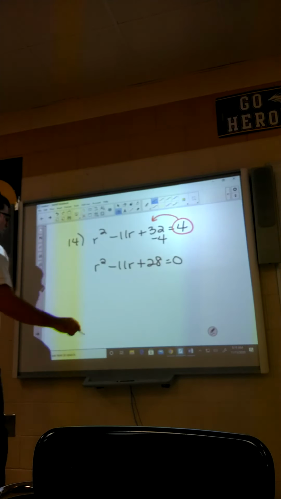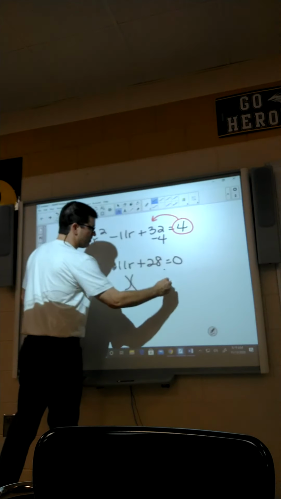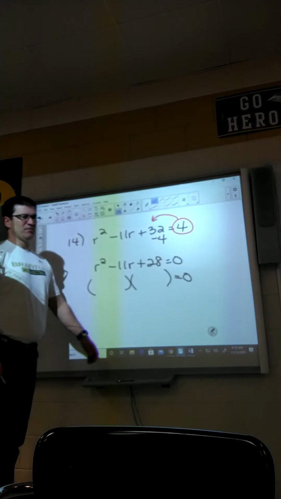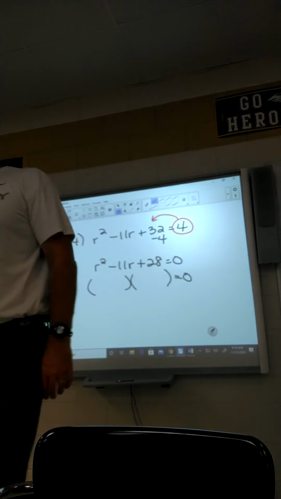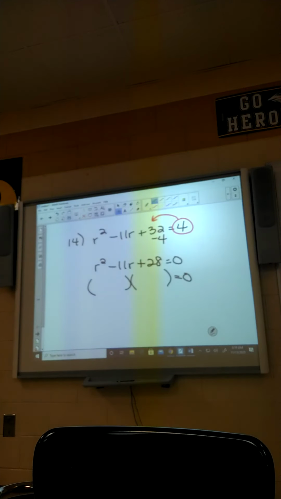And now, y'all should be able to do it from here. Everybody use your calculator. Everybody type in 28 divided by x. Find the factors that go in this one. This is the easy part. This is what everybody should know. Everybody's going to help us answer in just a second. I'm going to give her time to plug in her calculator.